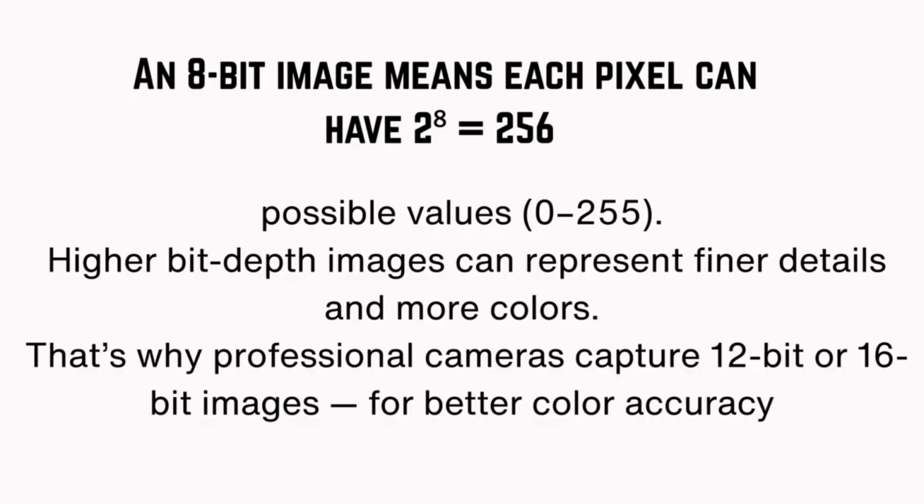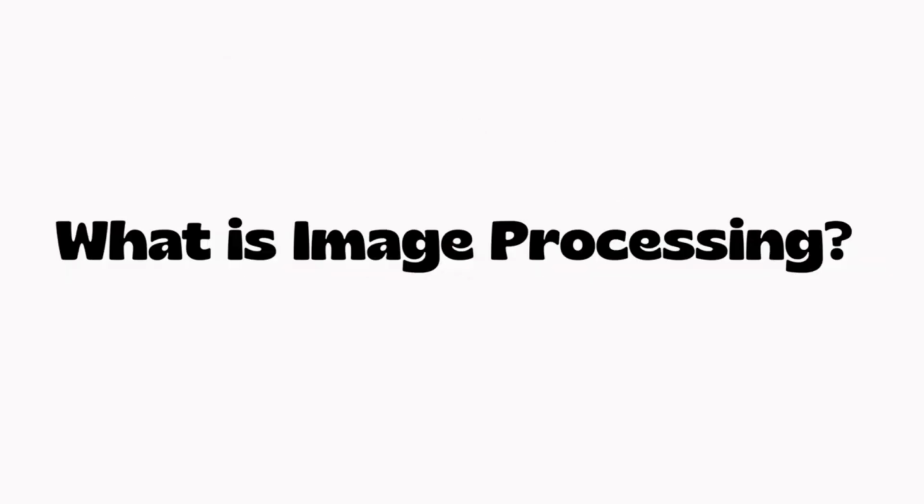Another important thing is that each pixel value is stored in bits. For example, an 8-bit image means each pixel can have 2 to the power 8, equal to 256 possible values, from 0 to 255. Higher bit-depth images can represent finer details and more colors.